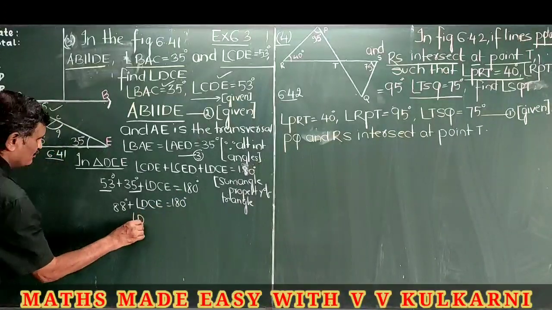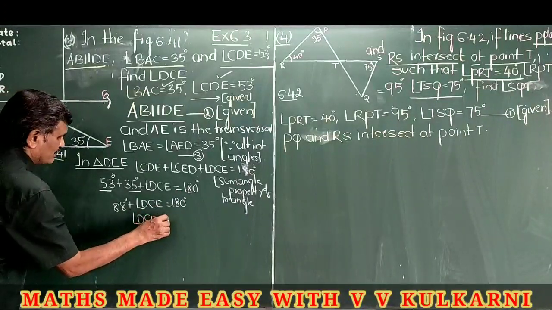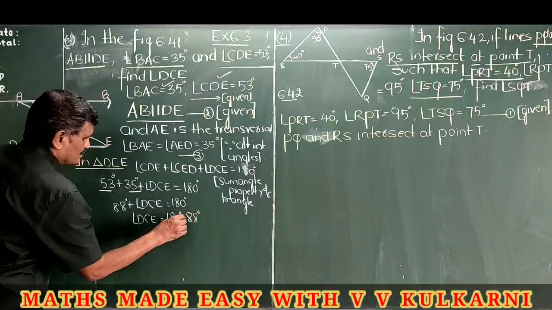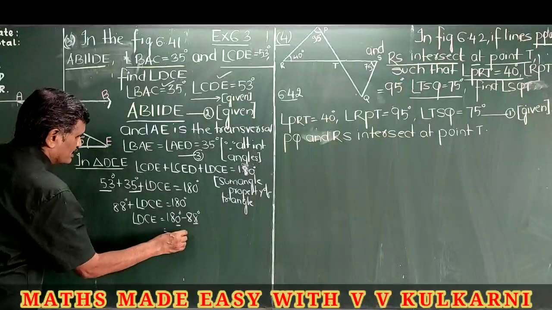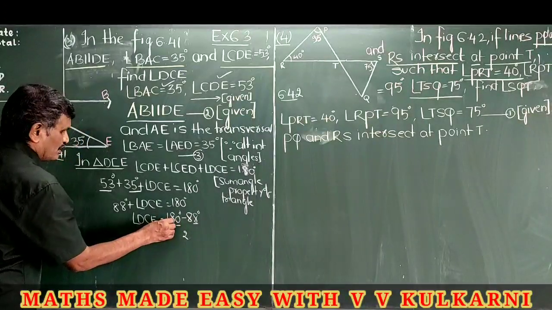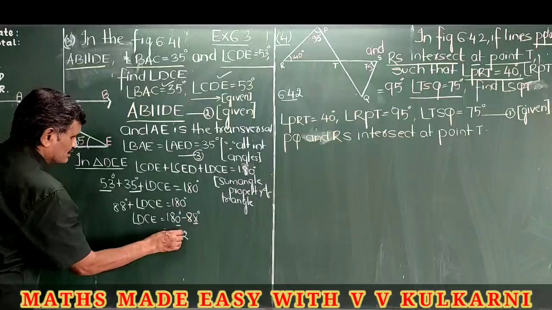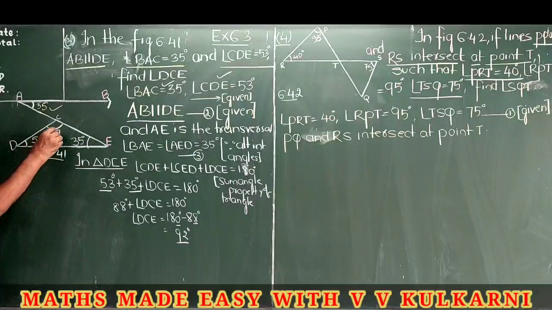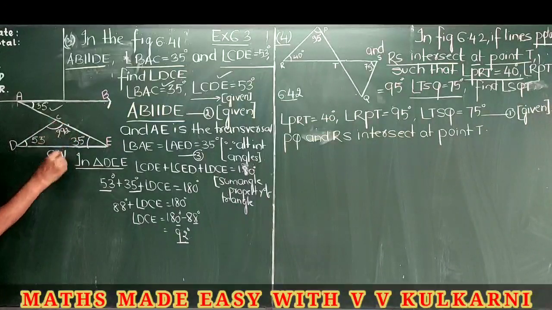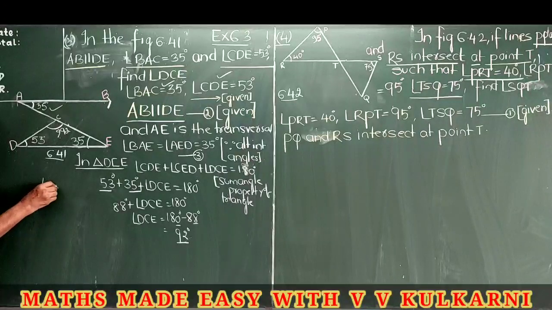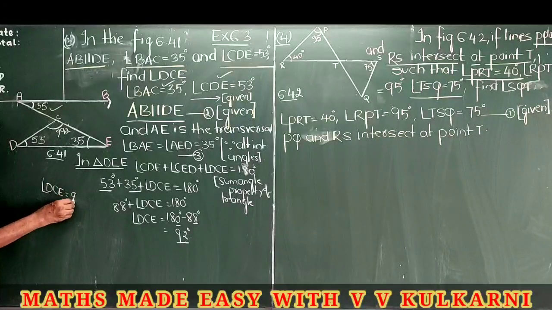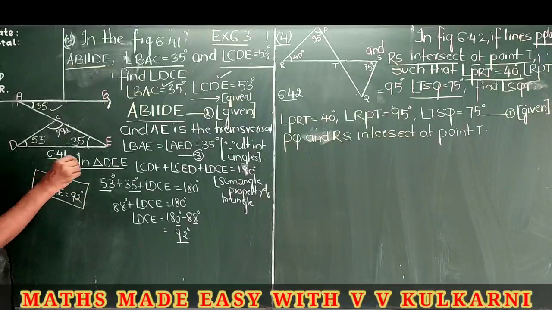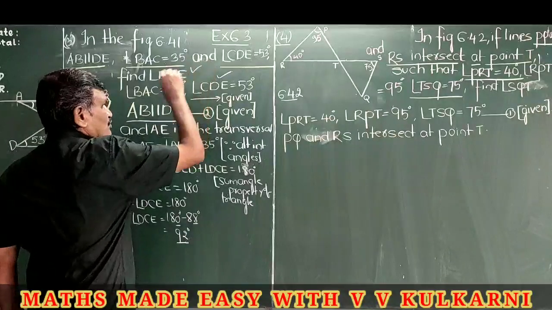So angle DCE, if I want, it is very simple: 180 minus 88 degrees. Here, 10 minus 8 is 2, and 17 minus 8 is 9. So this is equal to 92 degrees. So I got DCE is equal to 92 degrees. So what I write here: angle DCE is equal to 92 degrees. So children, we have found the solution for this problem.